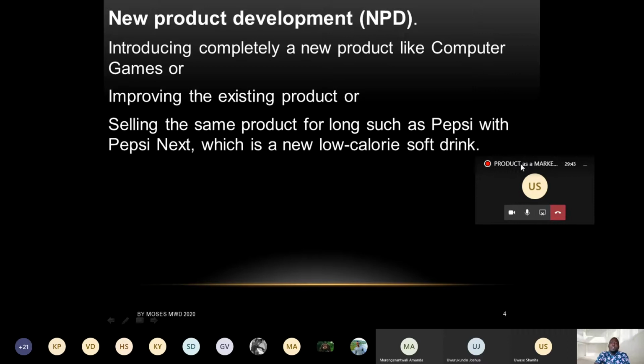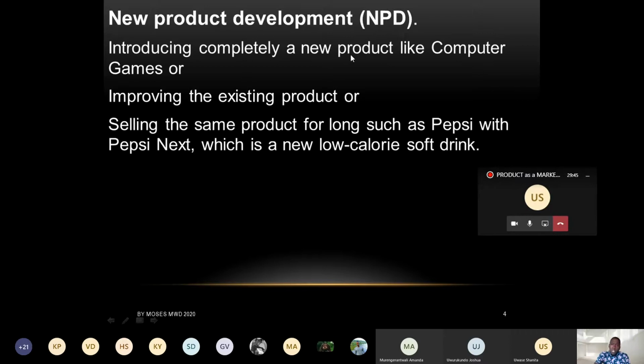In new product development, you can introduce a completely new product, like computer games. Some of them are not improved, they just introduce a new one. Or you can improve the existing product. You add functions, like what iPhone does. They don't bring a completely new product, they just improve. Then you can leave the remaining one, and sell the same product for a long period of time. So, 3 ways of new product development.